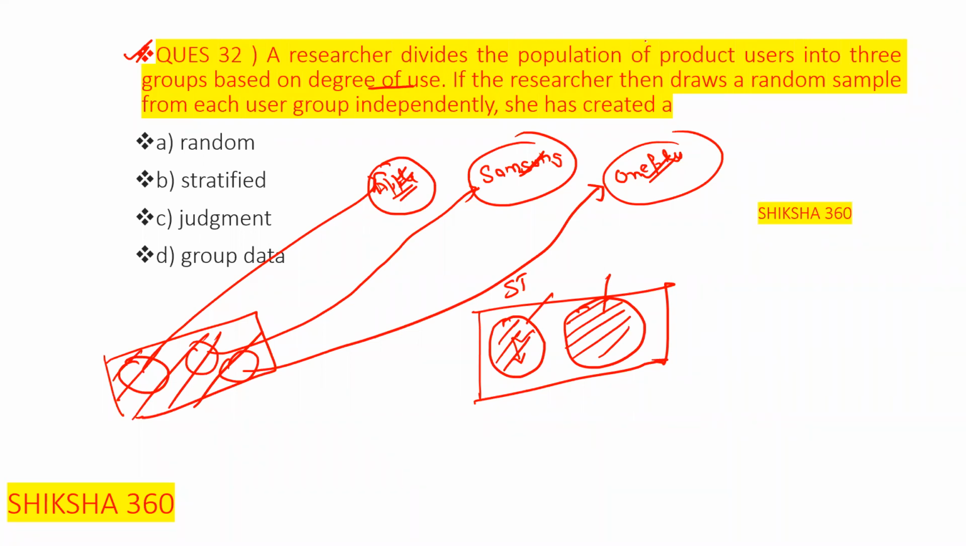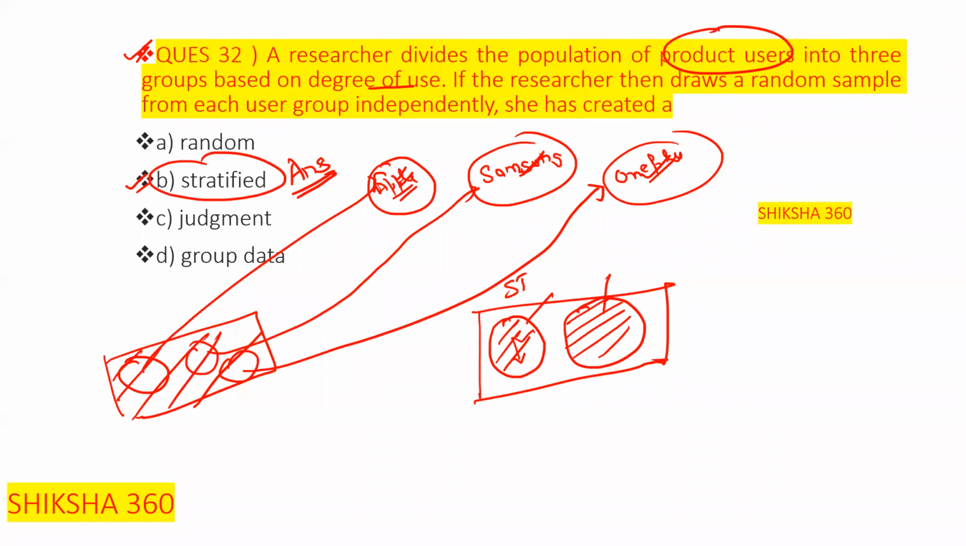The researcher divides the population of product users into 3 groups based on the degree of use. That is known as stratified sampling. Hope this question is clear to all of you.